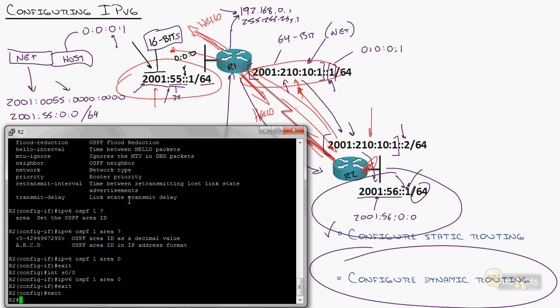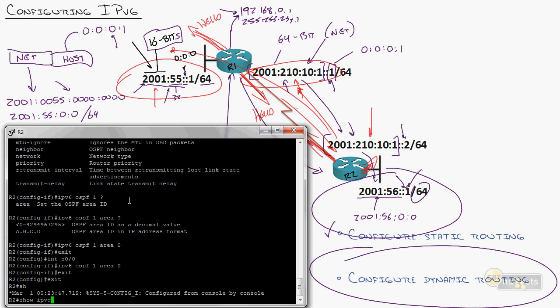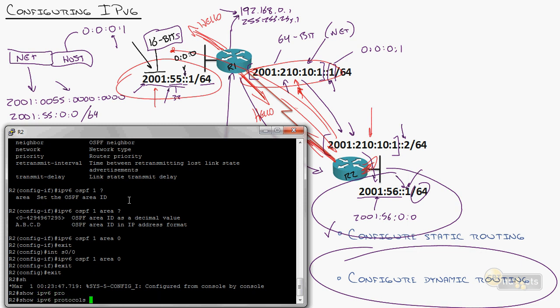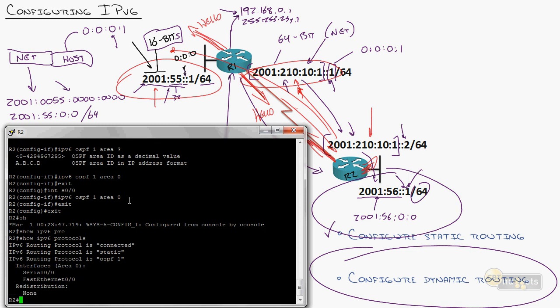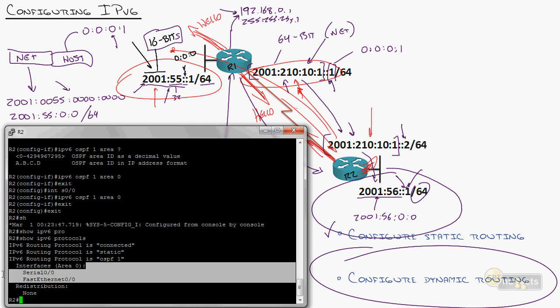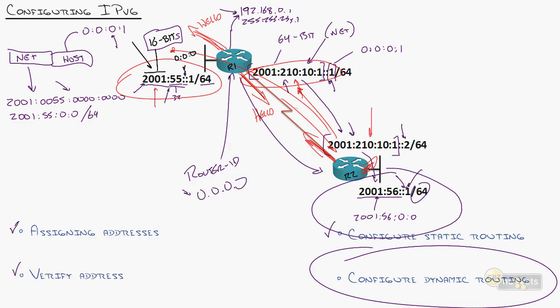Now let's go back here. I'm going to do a show IPv6 protocols. Just like in the old world, we had show IP protocols, which was version 4. It's just saying, hey, I'm running OSPF on serial 0/0 and FastEthernet 0/0. Okay, let's go to router 1.